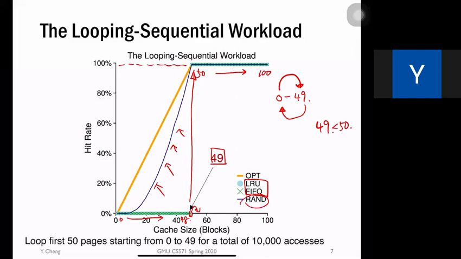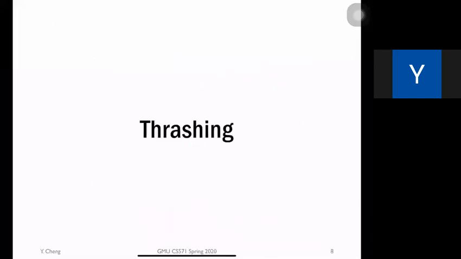And obviously, the best ever is the OPT, right? So we just directly connect from 0 all the way to the best. So this is OPT. Okay, so this is some interesting workload to know about. Okay, so moving on to the next topic, thrashing.